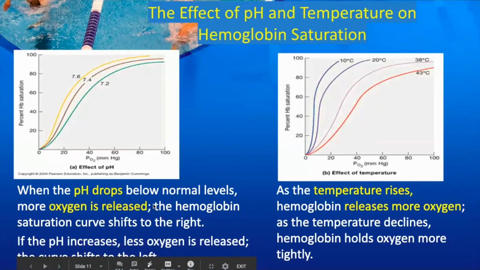Two things can affect this. I see that I'm kind of going back and forth between carbon dioxide and oxygen, and I didn't mean to do that. I meant for all the CO2 to come after this. But this is oxygen, okay? So this is Bohr's effect, and it happens.